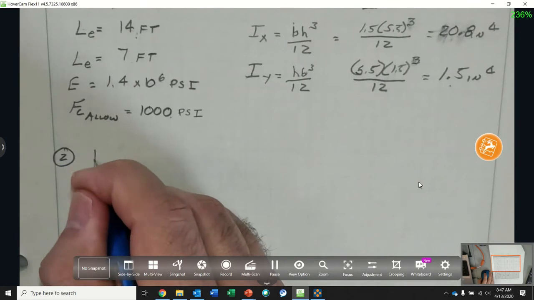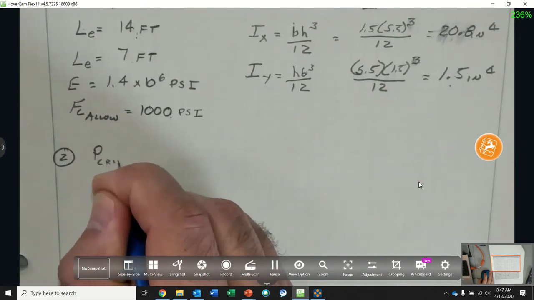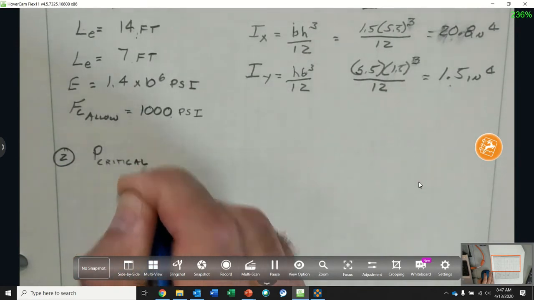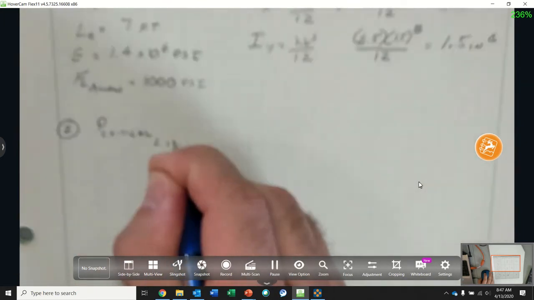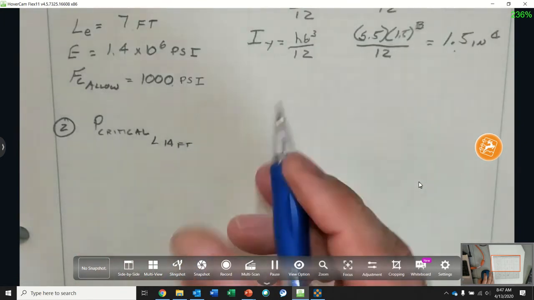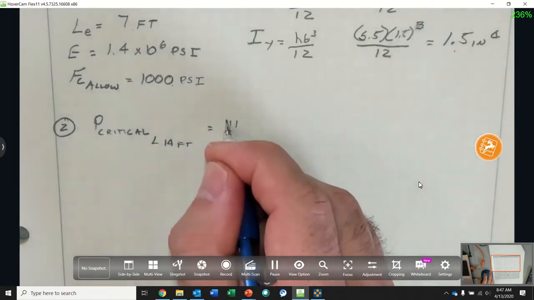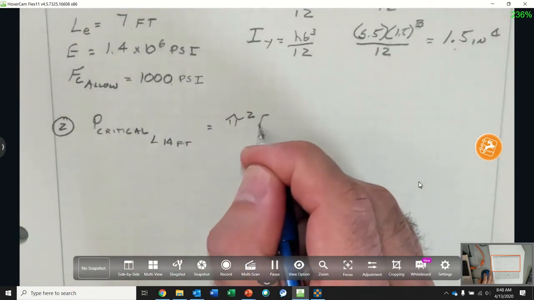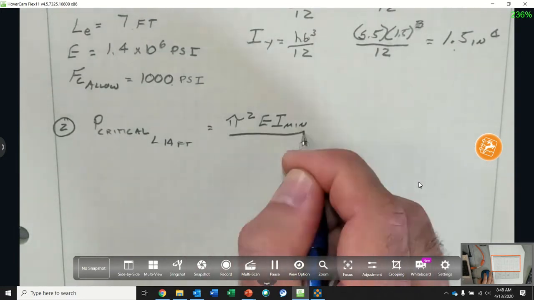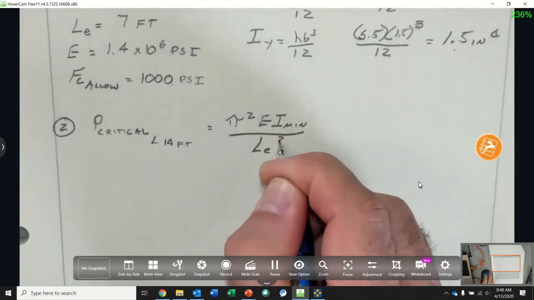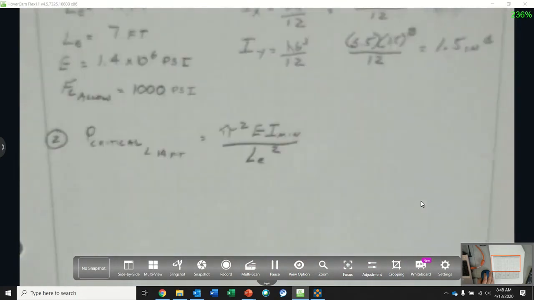So P critical, let's say for L 14 feet, equals pi squared times E times I min over my effective length squared. Where did that formula come from?